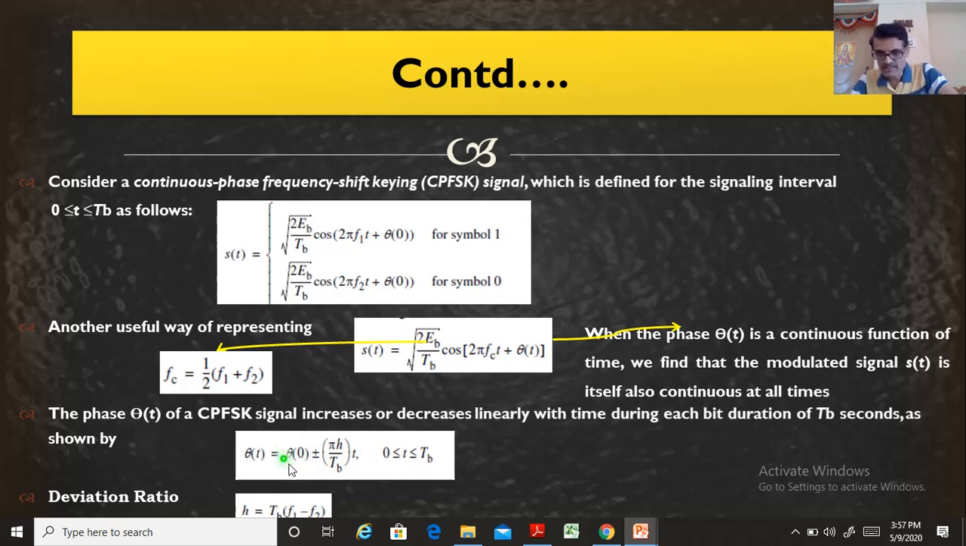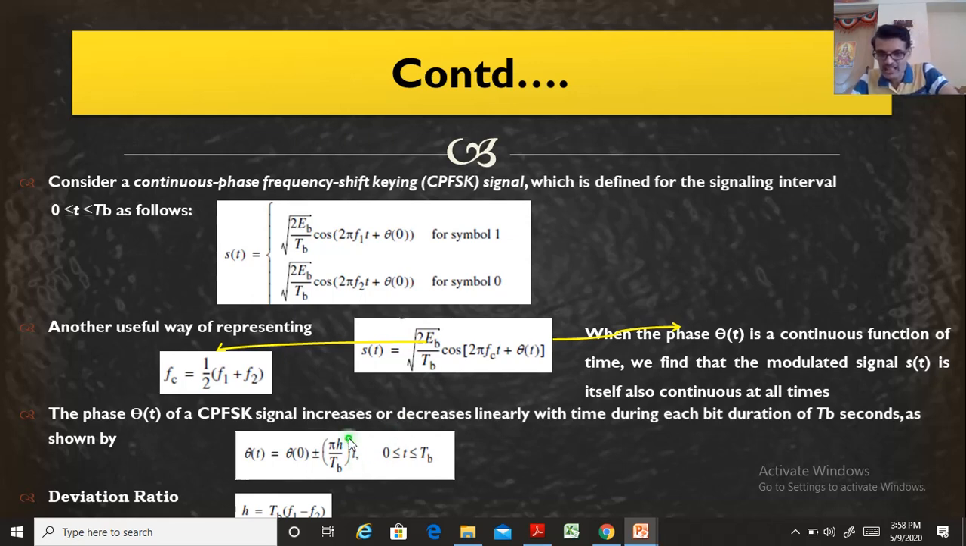The meaning of this is that the phase is changed at a particular instant of time t. It starts with the initial phase, and then either plus pi h by Tb into t, or minus pi h by Tb into t. Now what is plus and minus here? Plus means the phase is increased by this much amount, and minus means the phase is decreased by this much amount. The phase is increased for binary 1, and decreased for binary 0. So from the initial phase, this much variation we are applying continuously as the time changes. I'll show you that with the next diagram.